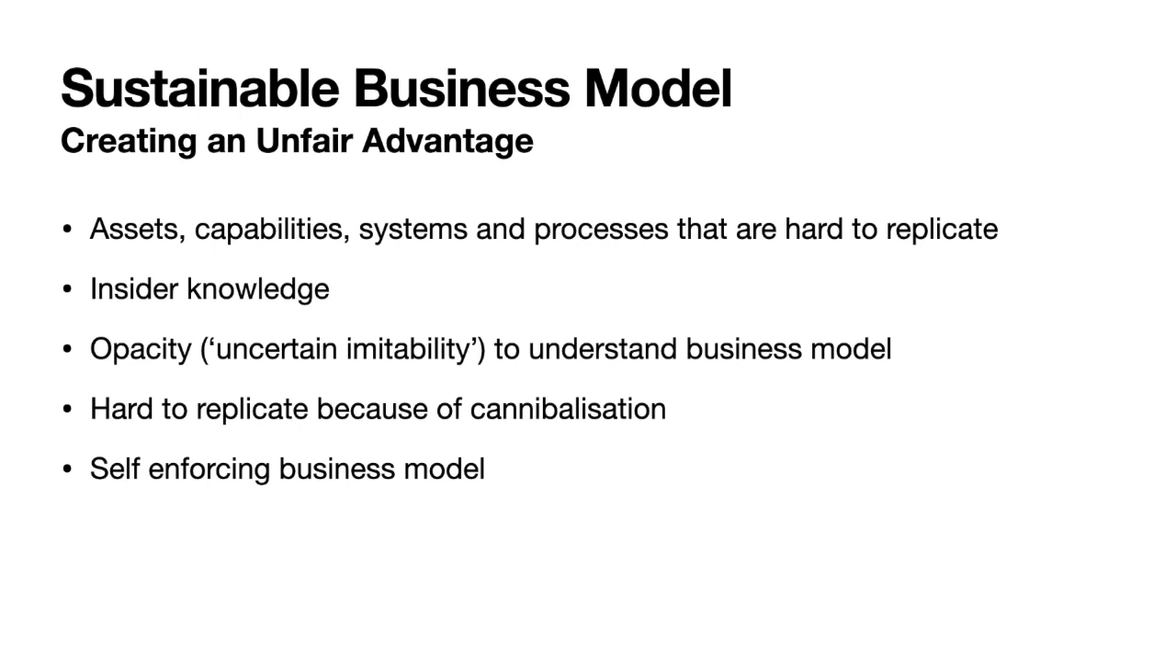In the first place, we might want to use assets, capabilities, systems and processes that are hard to replicate, that only our organization has and no one else has. Another way to protect your business is if you have insider knowledge that no one else has. It's maybe a bit the same as the next one, opacity. So it's really hard for your competitors to understand your business model. They don't know how you're doing it or why it works.